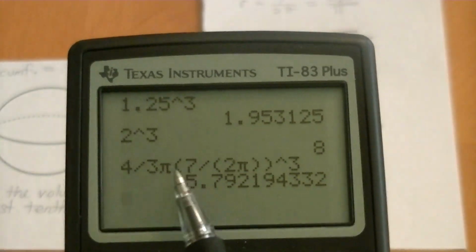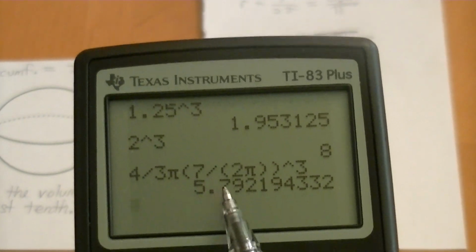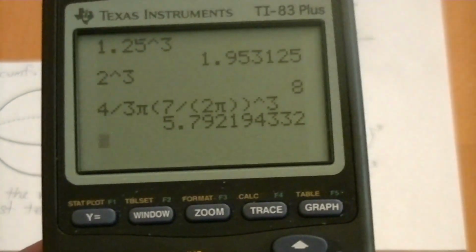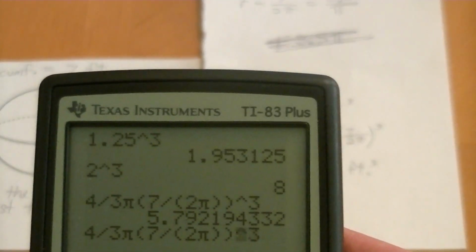So for every open parenthesis, I need a corresponding closing parenthesis. If I have 2 open parentheses, I need 2 closing parentheses. The other way we could have done this would have been this.